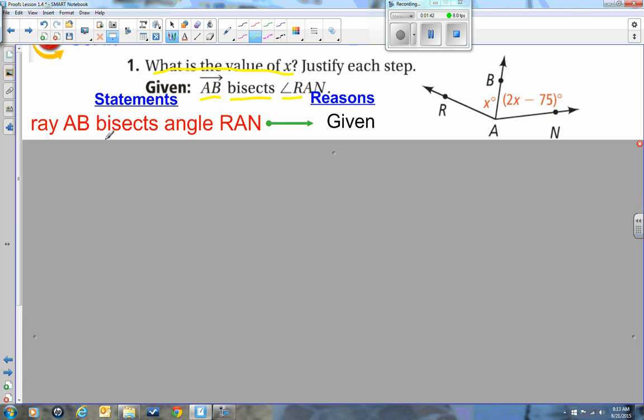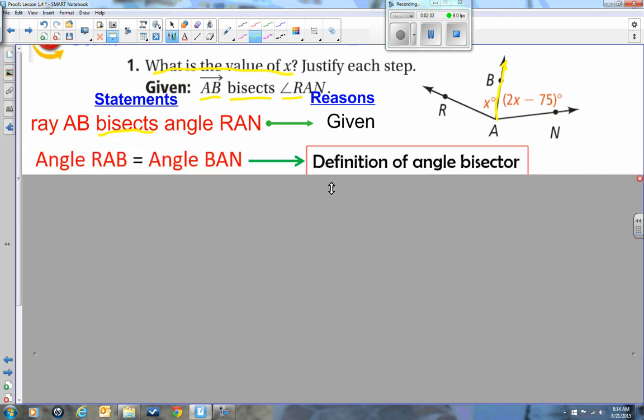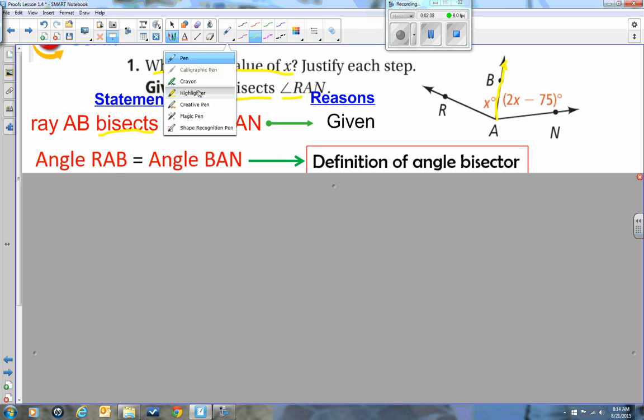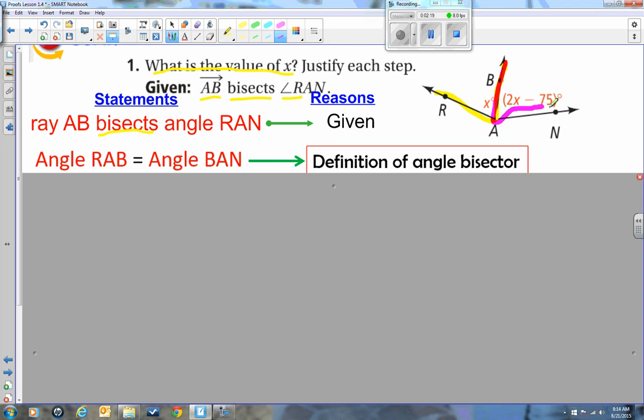If the word bisect is there, can that help us out maybe? It means to cut into 2 equal parts. So if we look at this, that means that AB here, this ray, cuts the angle into 2 equal parts. So that means, what do you think? The angle RAB, which is highlighted here, RAB must be the same size as angle BAN.